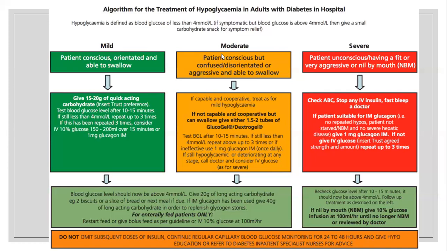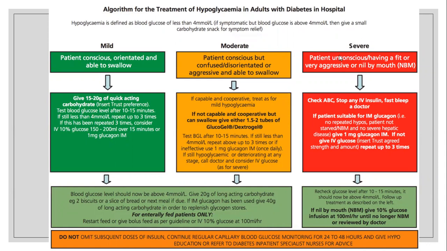So in case of mild and moderate, once blood glucose level is above 4 millimole per liter, give 20 grams of long-acting carbohydrate. That is 2 biscuits or 2 slices of bread, or the next meal if due. If intramuscular glucagon has been used, give 40 grams of long-acting carbohydrate in order to replace the glucagon store.